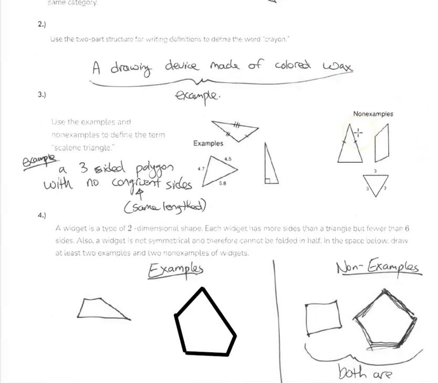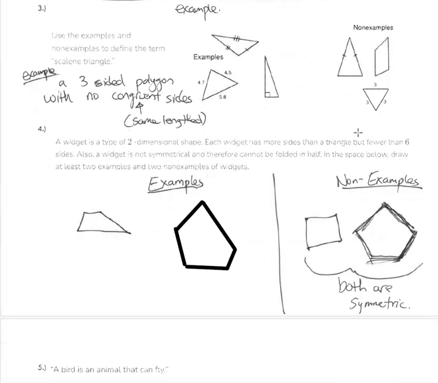This next part says use the 2-part structure for writing definitions to write a definition for the word crayon. So it says a drawing device, so that'd be the classify, and then I'm going to differentiate by saying that it is made of colored wax. And there's your definition.